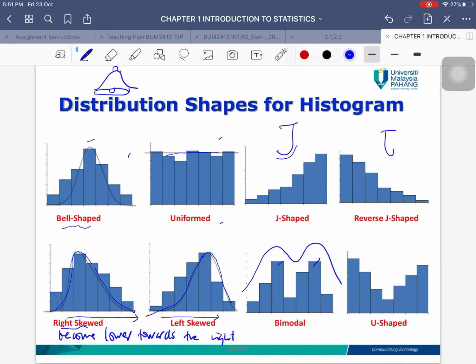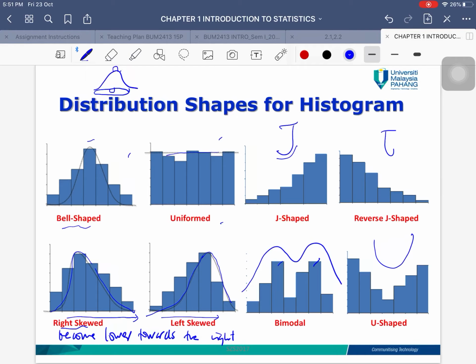Bimodal, you have two peaks. The condition for bimodal is that these two must be the same height, only then is it bimodal. If they are not the same, it's not bimodal; it's something else. And U-shape is a shape that looks like this.